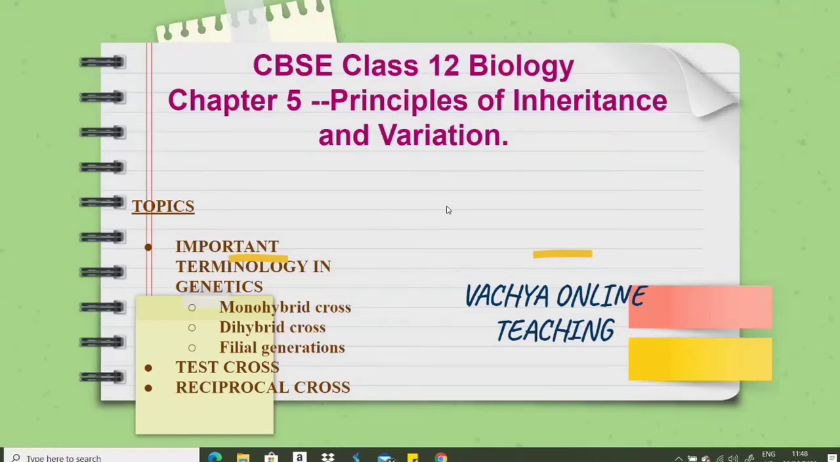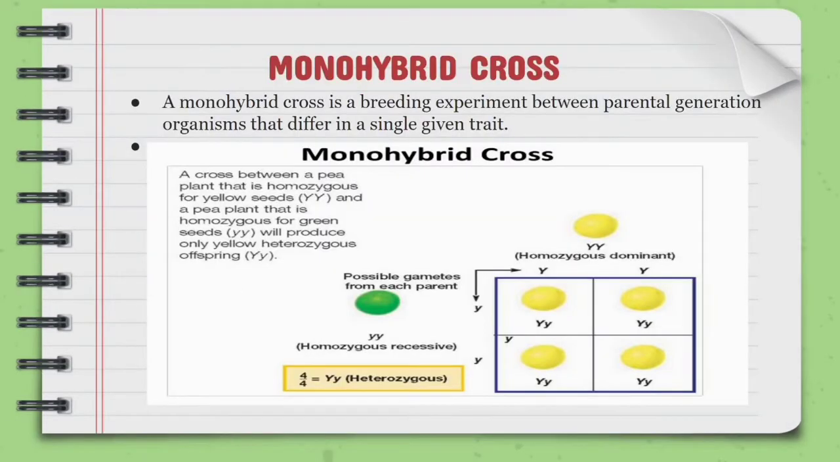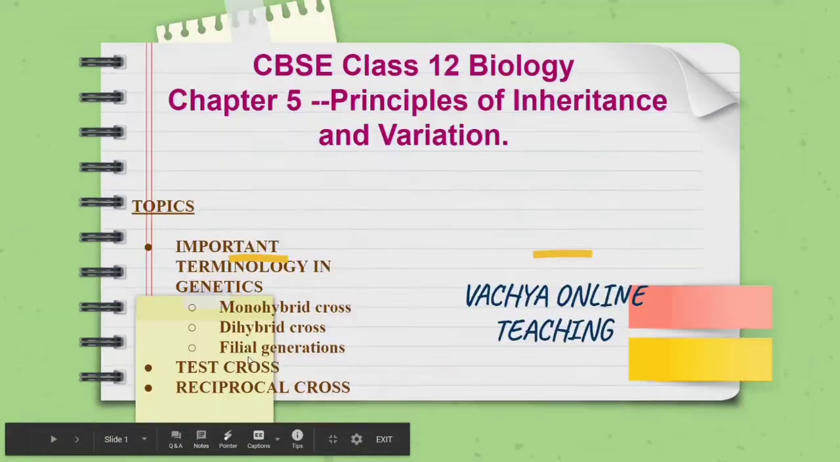Today we are discussing chapter number 5 of class 12 CBSE Biology, Principles of Inheritance and Variation. The topics discussed for the current session are: what is a monohybrid cross, what is a dihybrid cross, what are filial generations, what is a test cross, and what is a reciprocal cross. So these are the 5 different topics that we'll be discussing today.